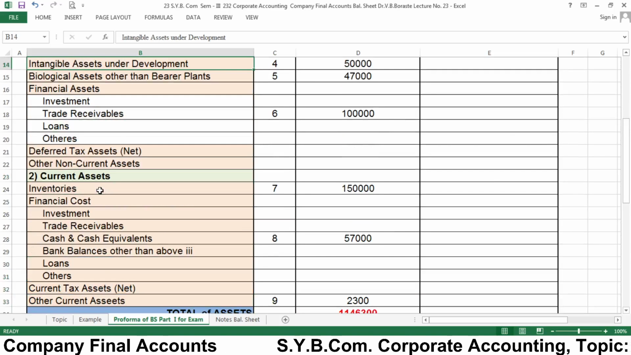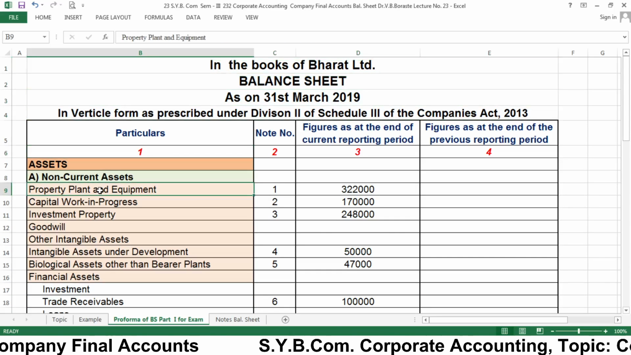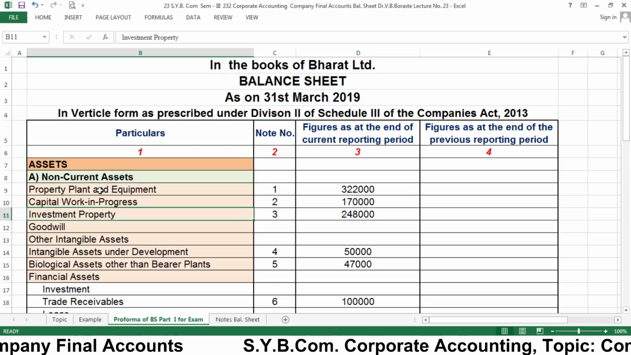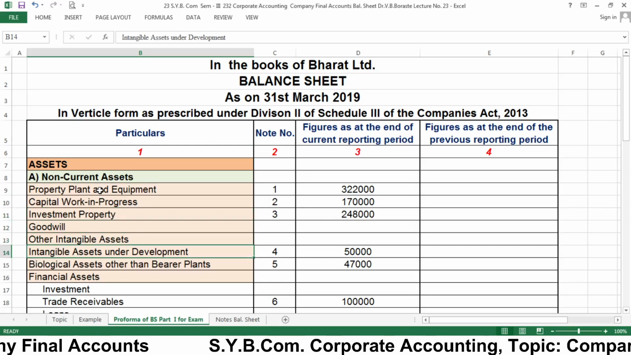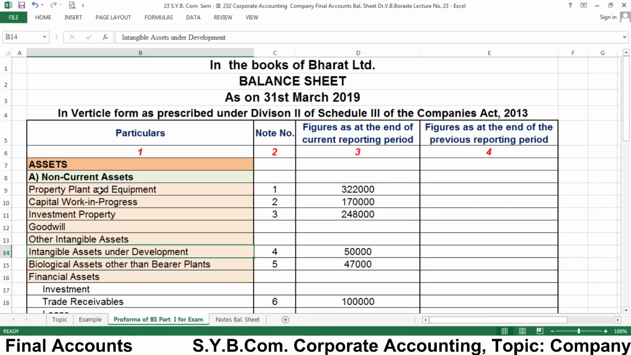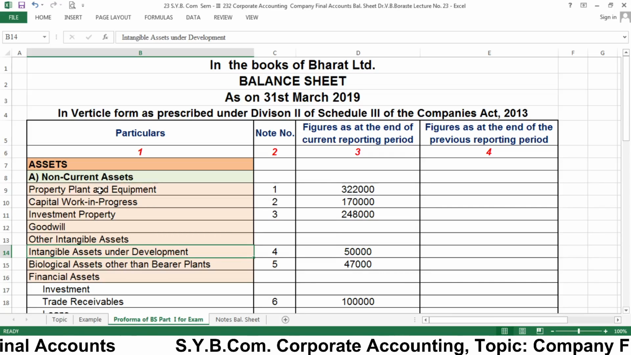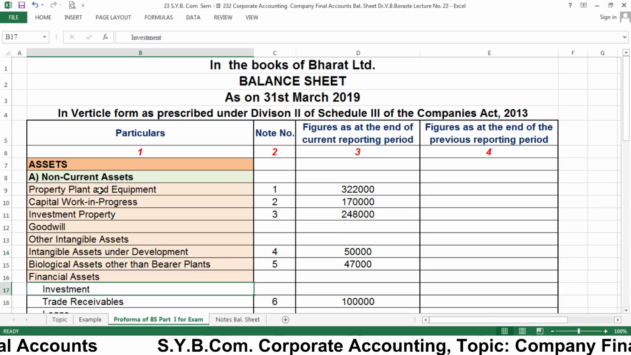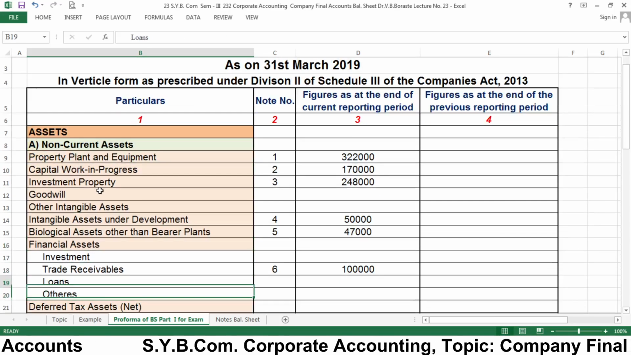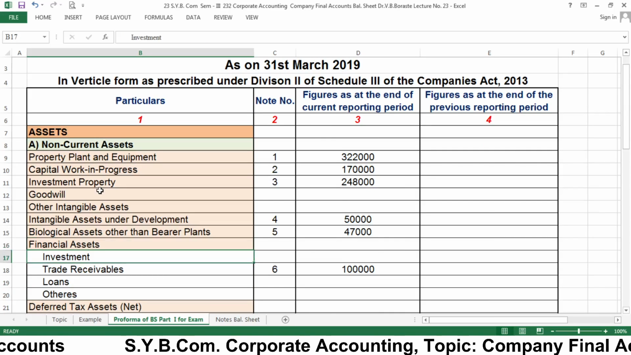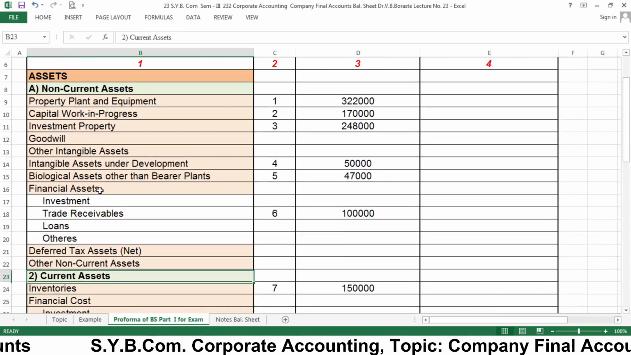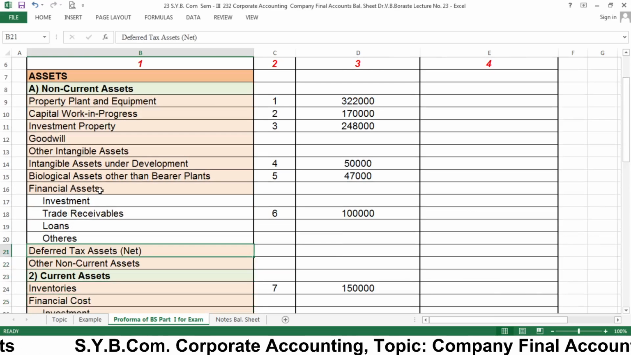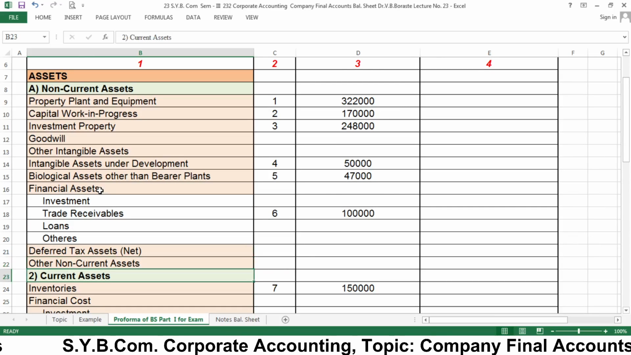Non-current assets are again divided as property, plant and equipment, capital work in progress, investment property, goodwill, other intangible assets, intangible assets under development, biological assets other than bearer plants, and financial assets. Financial assets are subcategorized as investments, trade receivables, loans and others. With this, there are two other items, that is deferred tax assets and other non-current assets.